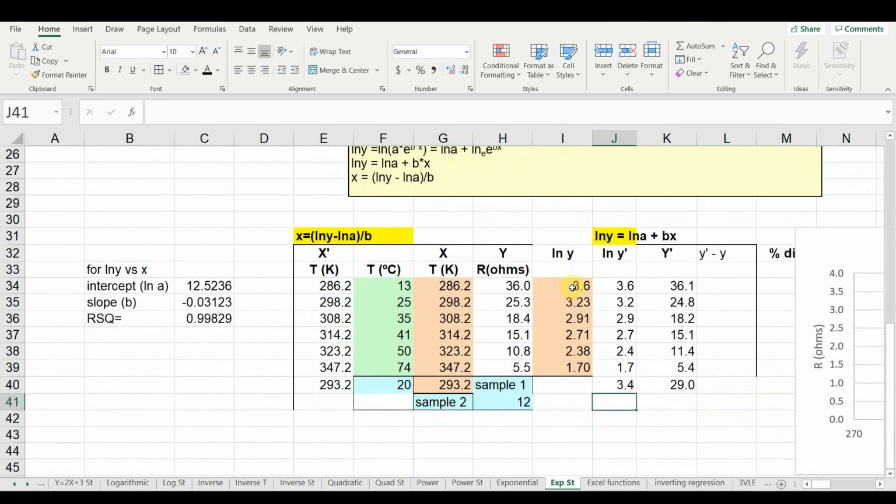Yes, it does. All right, and finally, let's forecast the temperature that corresponds to a resistance of 12 ohms, which is what the meter is actually doing when we use it. So that'll be x is equal to ln of y minus ln of A, divided by B. So we're going to need ln of y.